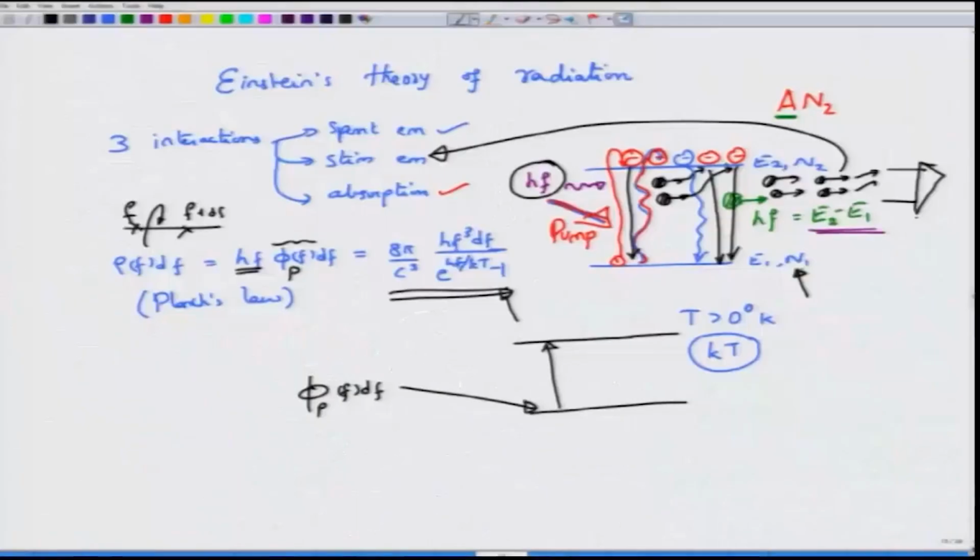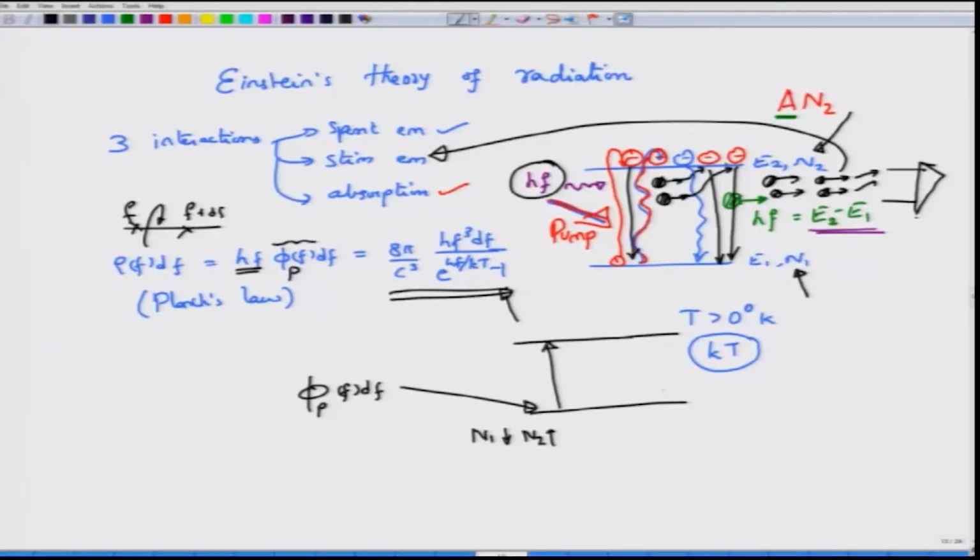So, at room temperature also, most of the population is in N1, but once you start sending in the external pump, the pump gives energy to the material, which allows the atoms in the ground level E1 to absorb and move up to the next level E2. When they do so, they deplete the population N1 and increase the population N2. So, as pump photons are absorbed, N1 decreases while N2 increases.